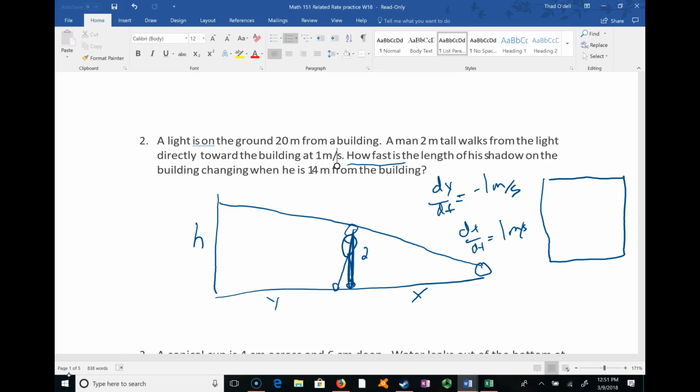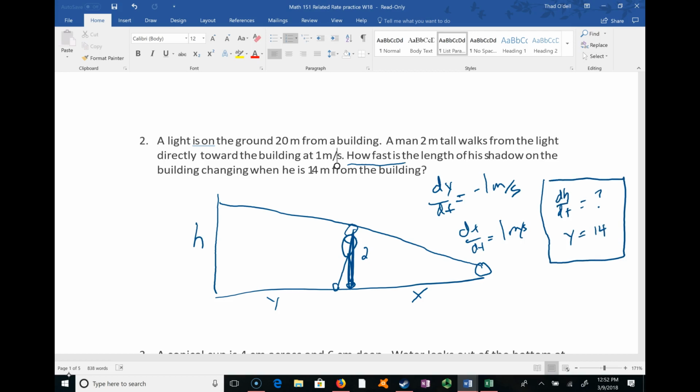Now it says, how fast is the length of his shadow on the building changing when he is 14 meters from the building? Okay, so that is in the ice box. We want to know how fast the length is changing, so that would be dh/dt. That's a derivative because it's something that's changing. It's a rate. Okay, so what is 14? This is when he is 14 meters from the building, so that would be y, wouldn't it? So that would be when y is equal to 14.